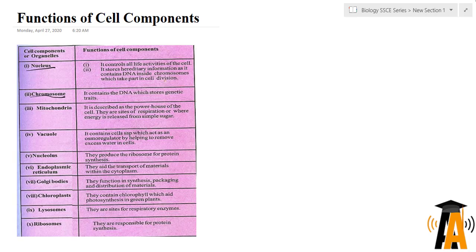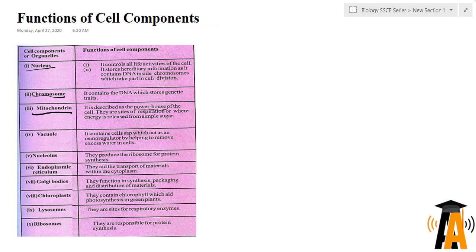The third is mitochondria. You have them here. That's it. Now, watch very closely. It is described as the powerhouse of the cell. Now, why is it the powerhouse of the cell? Because you always hear that.